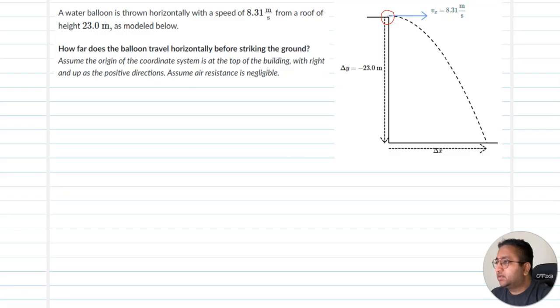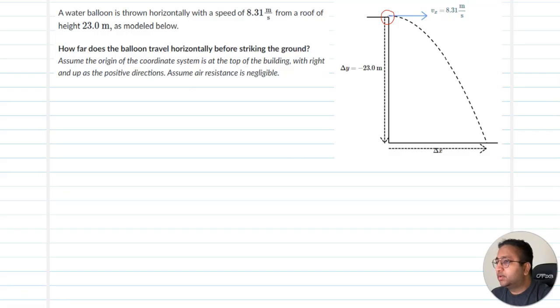Just imagine this situation that you are standing on the roof of a building, which is having a height of 23 meters, and you are throwing the ball horizontally at a speed of 8.31 meter per second. The problem says that we have to find the horizontal distance that the water balloon will cover when it strikes the ground.